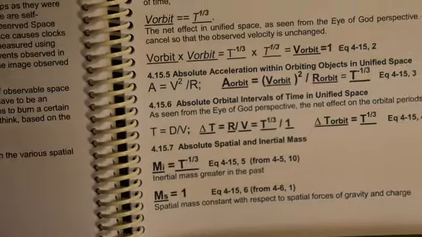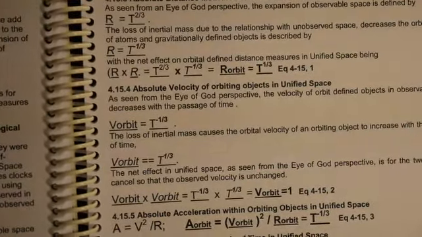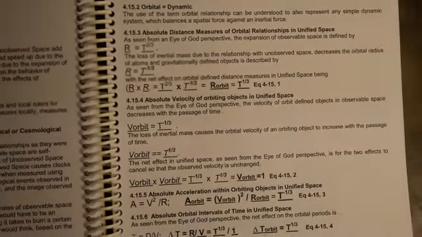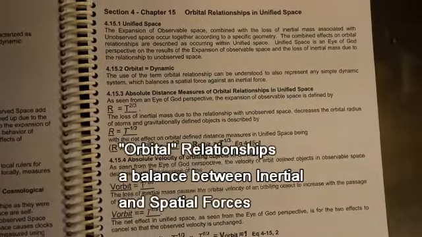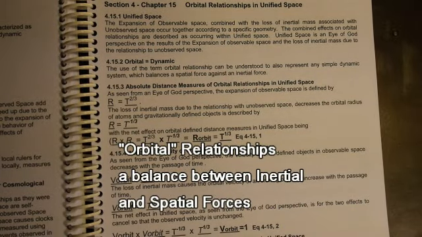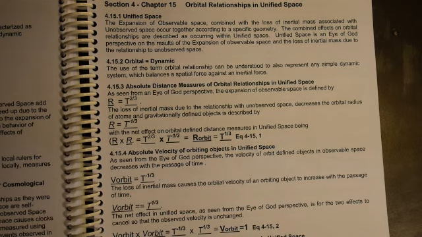Now, the first thing that's important to add are the relationships in unified space that we would see in what I call orbital relationships. Orbital relationships in general are basically any dynamic system where there's a balance between spatial type forces and inertial forces, resonant circuits, and so forth. So when I say orbital relationships, we're actually looking in general at a dynamically resonant system.